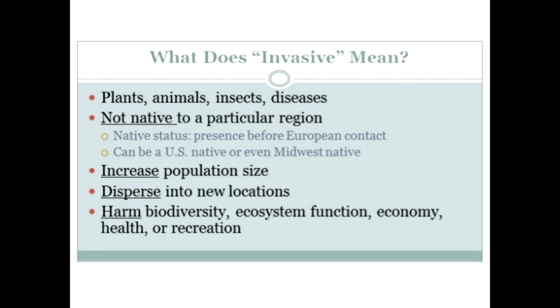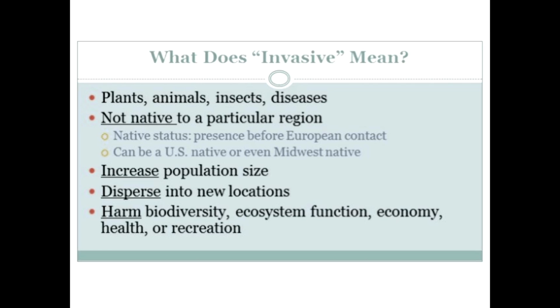Native status, typically for us in North America, is determined by whether or not it was present before European contact. It's an arbitrary term on one level, but it also makes sense on another level, because species really started moving around the globe much faster after European contact. So we use it as a benchmark.